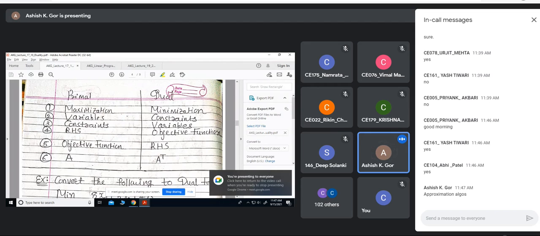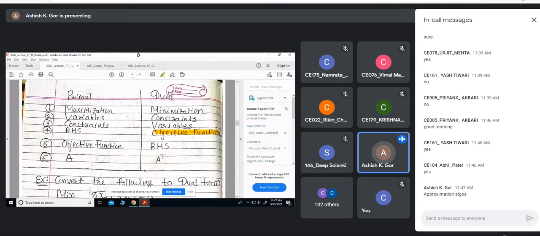So as you know, this is what we have discussed. If primal is maximization, dual will be minimization. The variables of primal are related with constraints of dual and vice versa. Right hand side of the constraint deals with the coefficient of objective function and vice versa. And this A matrix made up of coefficients in primal turns out to be A transpose in dual.